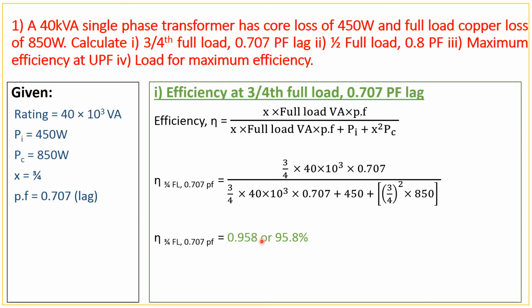Always efficiency is in terms of percentage, right? So in case of percentage efficiency, you must multiply this with 100. Therefore when you multiply this with 100, you will get 95.8%. So efficiency at 3 by 4th full load, 0.707 pf for the given problem is 0.958 or 95.8%.